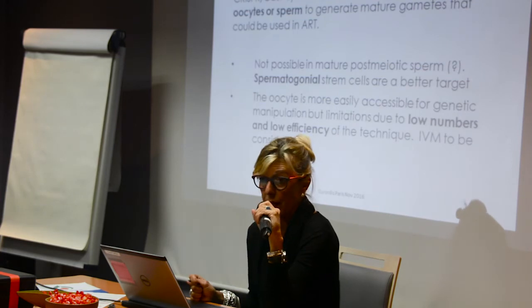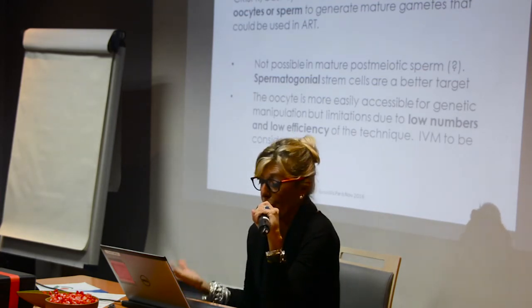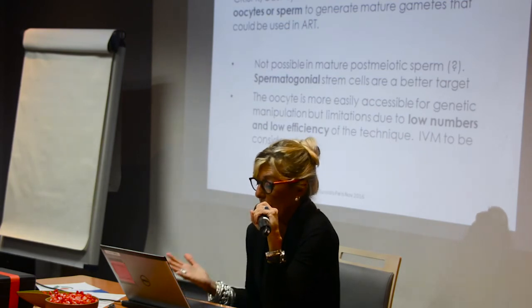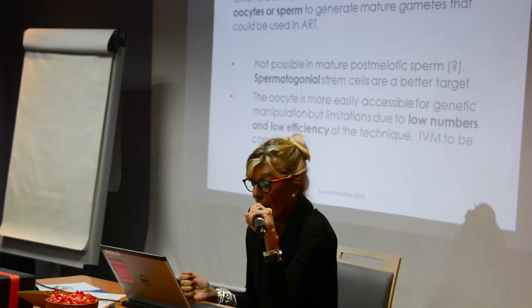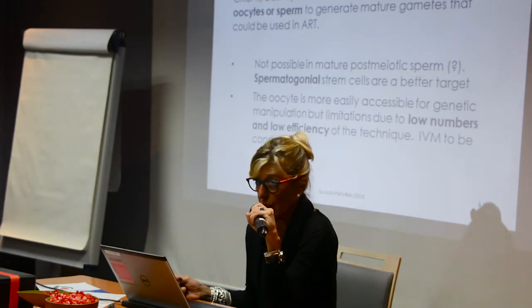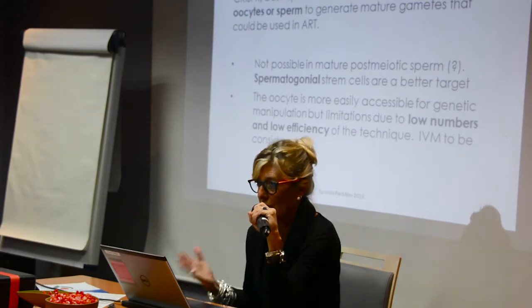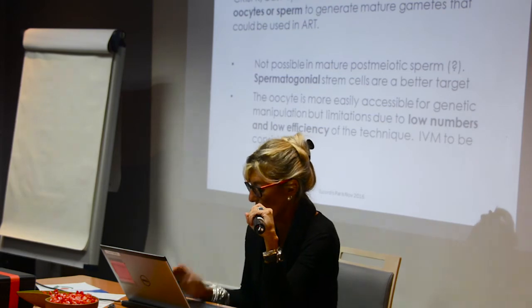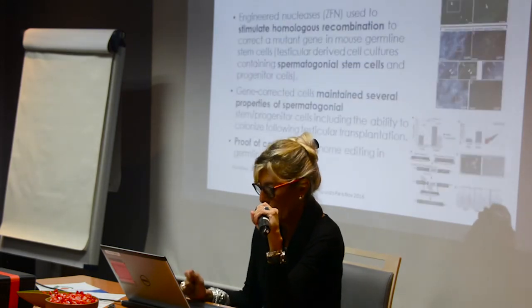The problem is with the oocyte. The oocyte is more easily accessible for genetic manipulations, but the limitations are due to the low numbers and the low efficiency of the technique. We can also consider that IVM needs to be considered in that case, and trying to get the changes done in the oocytes is something that is still a big challenge for this technique.